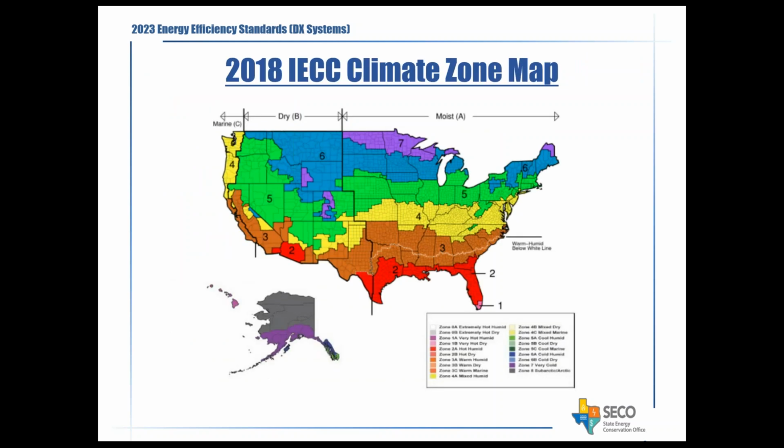So this is a climate zone map from 2018. Primarily, the energy code has divided the whole U.S. into three broader regions: A for moist, B for dry, and C for marine conditions. They have a dividing line between these three big zones, and they have a lot of subzones within those big boundaries that I'm alluding to.